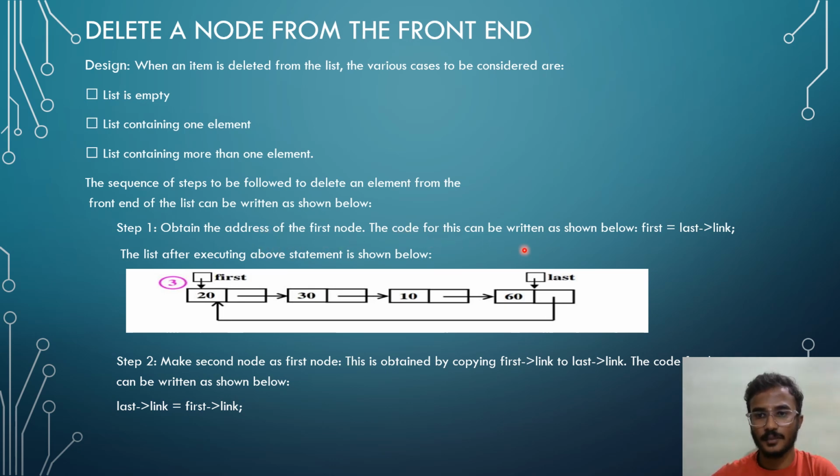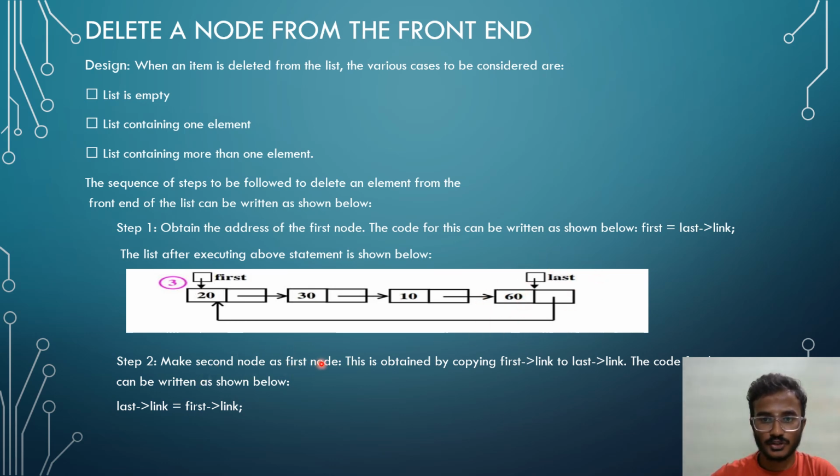The code for this can be written as shown below. First is equal to last link. The list after executing the above statement is shown below. Here we have to obtain the address of the first node. Then we have to copy this to the link field of the last node.